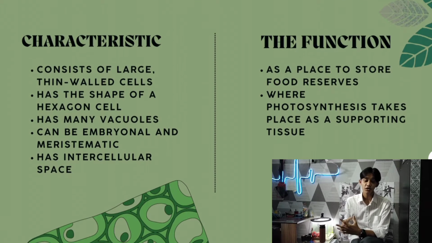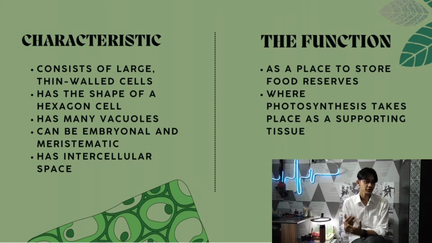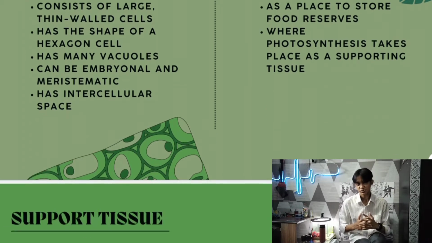Okay, characteristics of parenchyma. The first, it consists of large thin-walled cells. It has the shape of a hexagon cell. Has many vacuoles. Can be embryonal and meristematic. Has intercellular space. Functions as a place to store food reserves and where photosynthesis takes place as a supporting tissue.